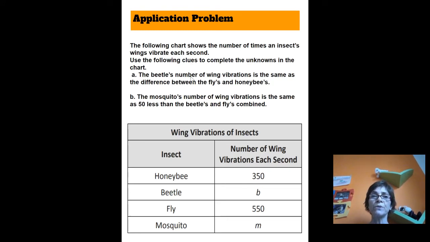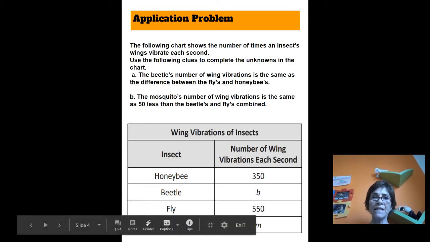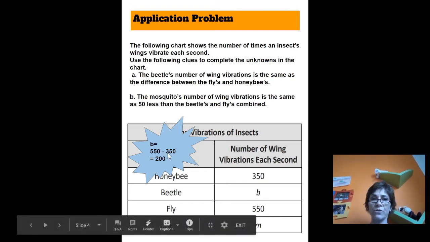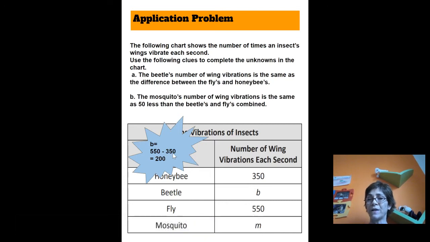Here it says the beetle's number of wing vibrations is the same as the difference between the flies and the honeybees. So we have the flies and the honeybees, and the beetle, which is an unknown, is the difference between these two. Okay, so we have to first find the difference, and that will give us the number of wing vibrations of the beetle. So what are we going to do? B is, the difference means 550 minus 350. What is 550 minus 350? 200. So that will be the beetle's wing vibrations per second.